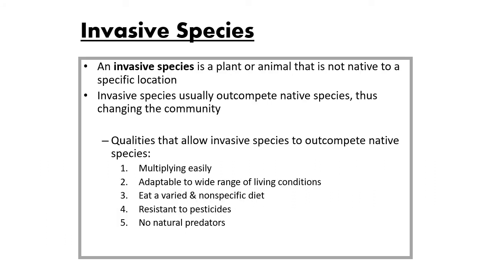An invasive species is a plant or animal that's not native to that location, and this usually outcompetes the native species, thus changing the community. The qualities that allow an invasive species to outcompete are multiplying easily, adaptability to a wide range of living conditions, eating a varied and non-specific diet, resistance to pesticides, and having no natural predators. Having those 5 things, an invasive species can outcompete and take over an ecosystem.